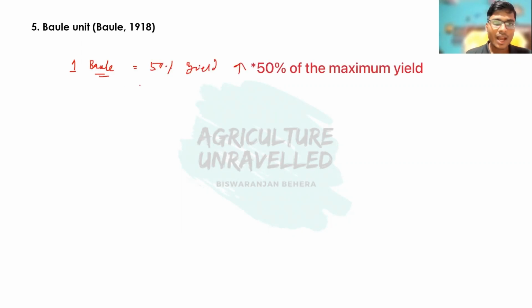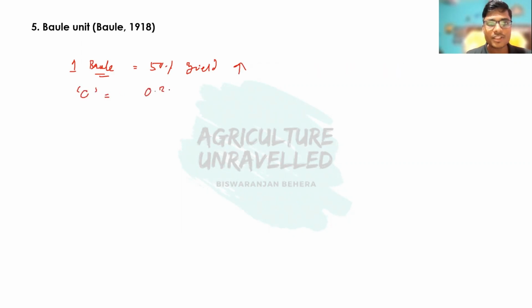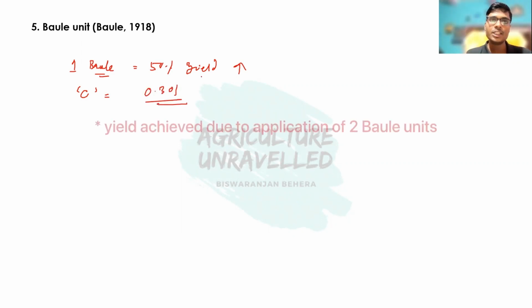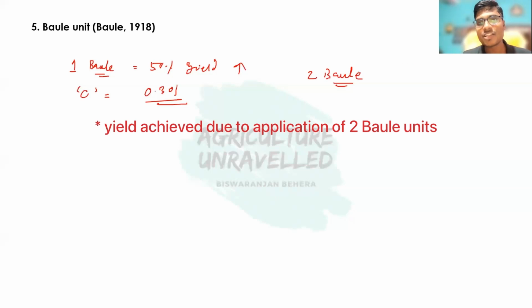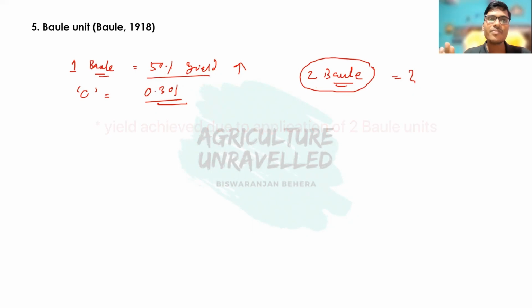50% yield increase. At the same time, the value of C or Mitscherlich's constant for one Boule unit is 0.301. So using this information, we'll now estimate the yield increase due to application of two Boule units. What will be the yield increase due to application of two Boule units? For one Boule unit, the definition says that by applying one Boule unit, we'll achieve a yield increase of 50%. Then what is the yield increase under two Boule units? Now we have to calculate that.